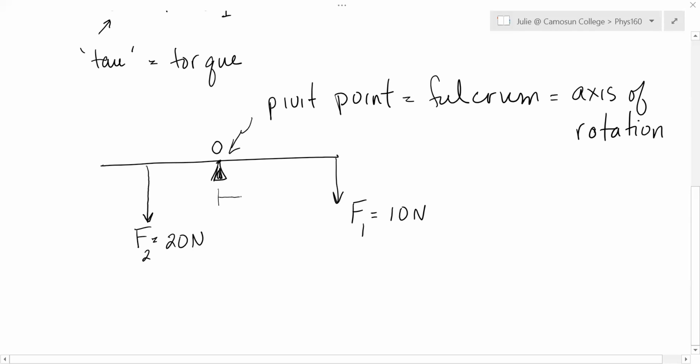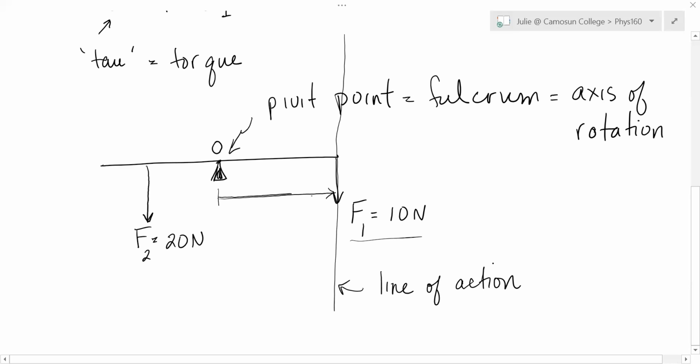But just to illustrate what a torque is here, we measure the distance from this pivot point over to the line of action of the force. Now remember what line of action is? It's just this imaginary line that goes right through the force. Make it as long as you need to. It doesn't matter where on that line this F1 is applied. The torque due to that force has to do with how far away the line is from this axis of rotation. So that would be D1, the lever arm for force 1.